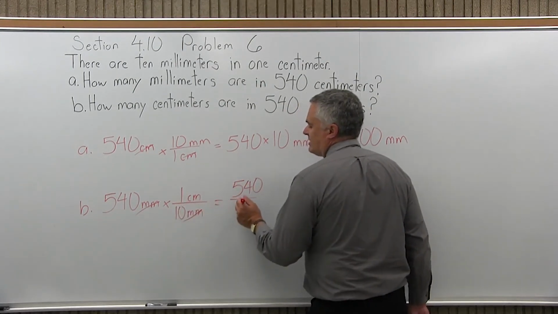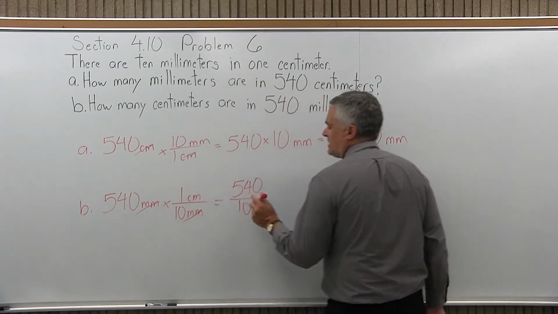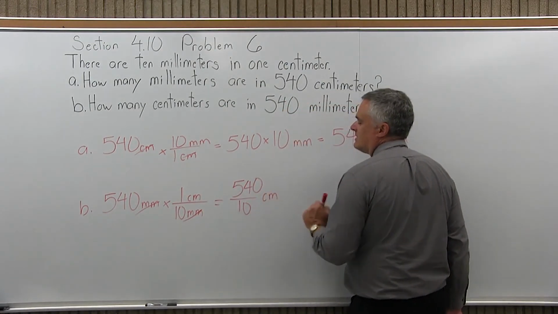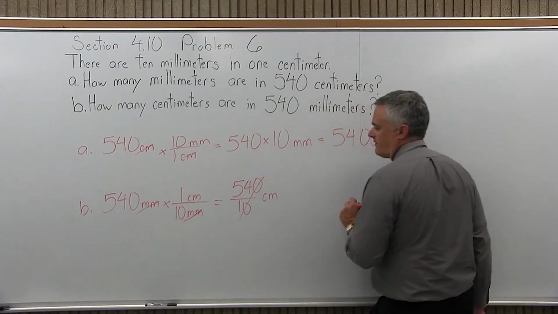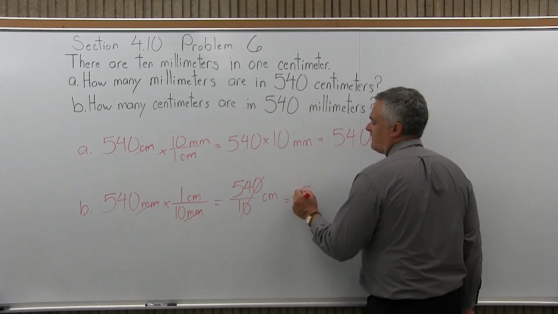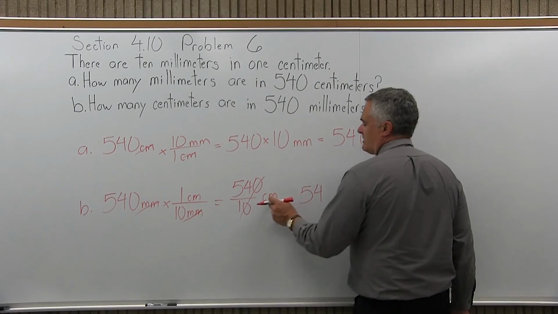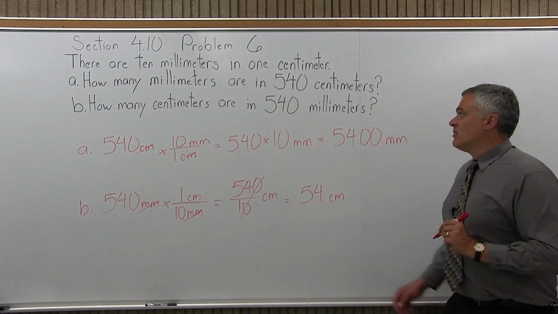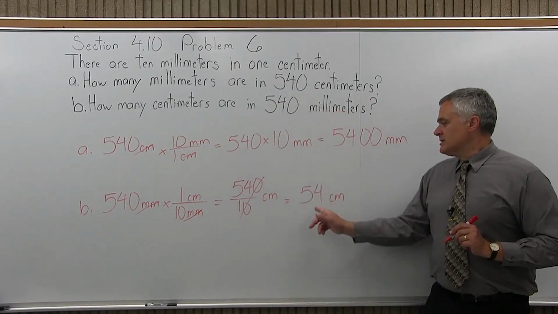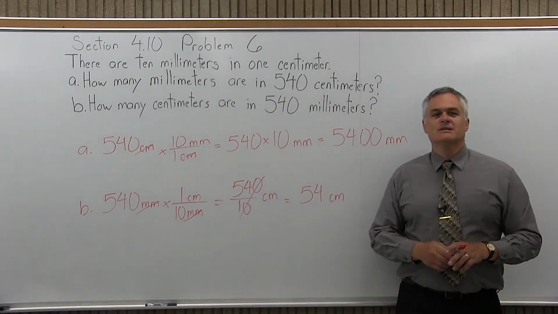540. There's a 10 in the denominator under it. My units of measure are centimeters. That reduces easily. The 10 just kills a 0 off the end of the 540, giving me 54, and again, my units of measure, centimeters. So 540 millimeters is equivalent to 54 centimeters.